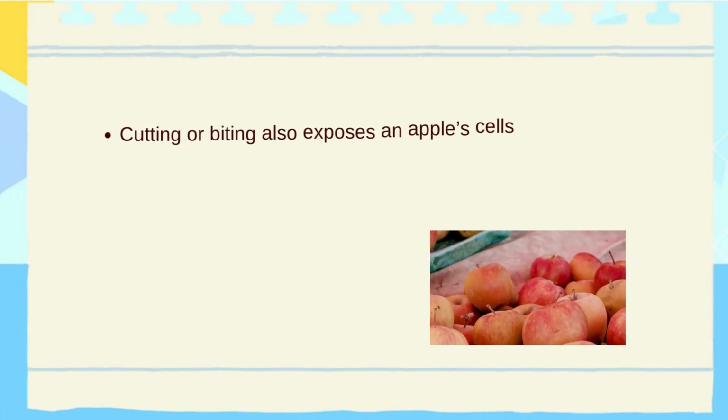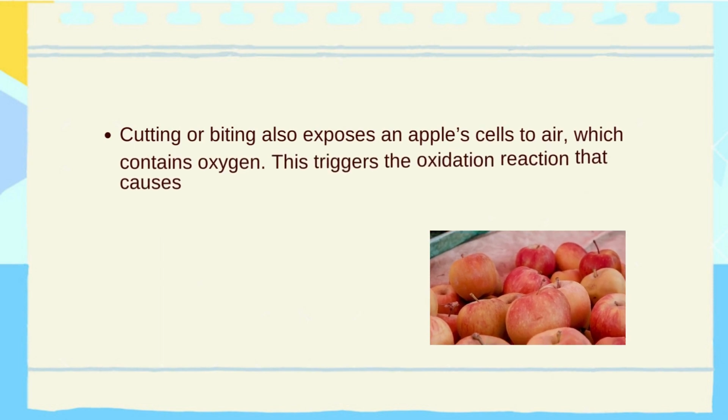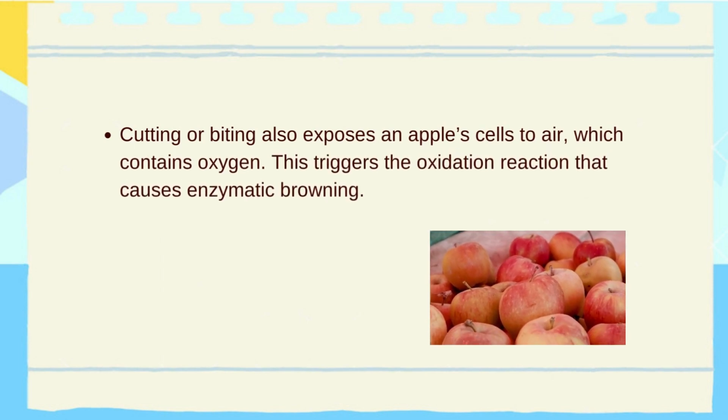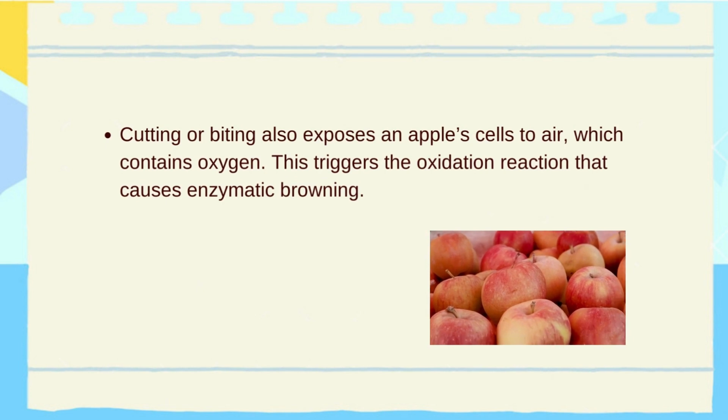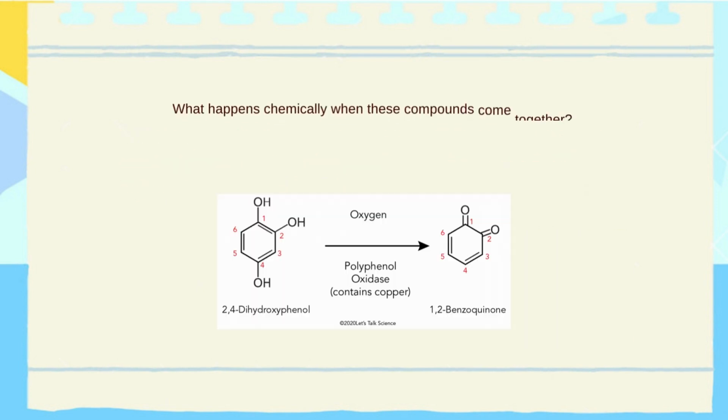Cutting or biting also exposes an apple's cells to air, which contains oxygen. This triggers the oxidation reaction that causes enzymatic browning. What are the chemical reactions involved in enzymatic browning? What happens chemically when these compounds come together? And why does the apple turn brown?